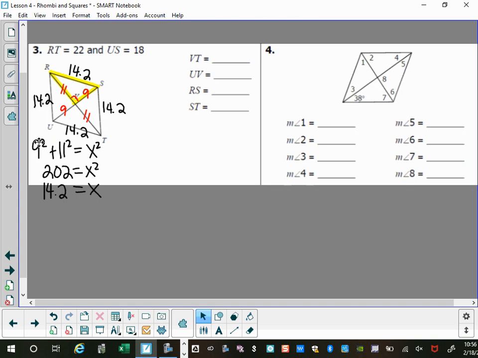All right, so BT, that's 11. UV is 9. RS is 14.2. And ST is 14.2.